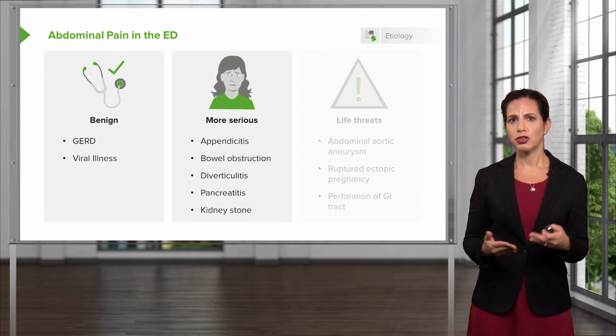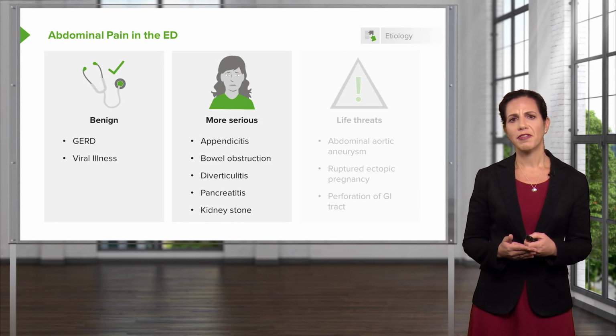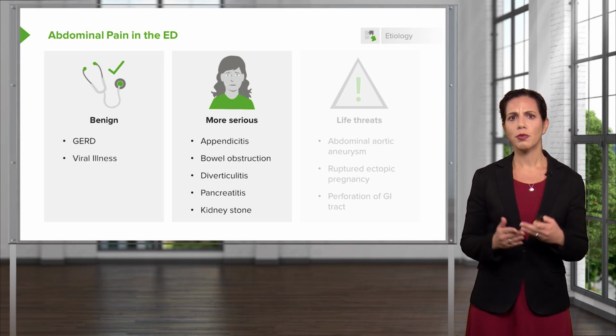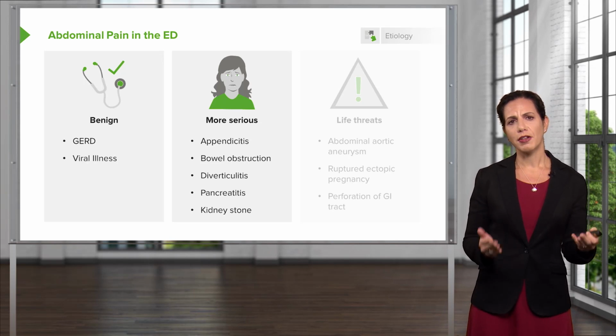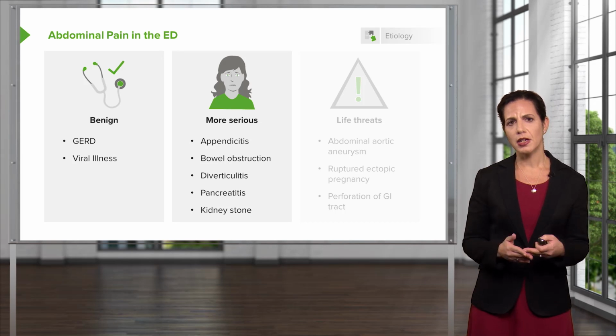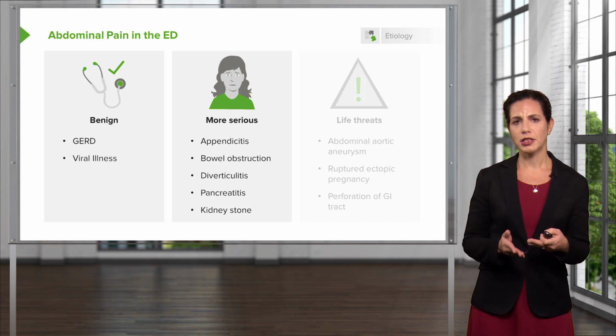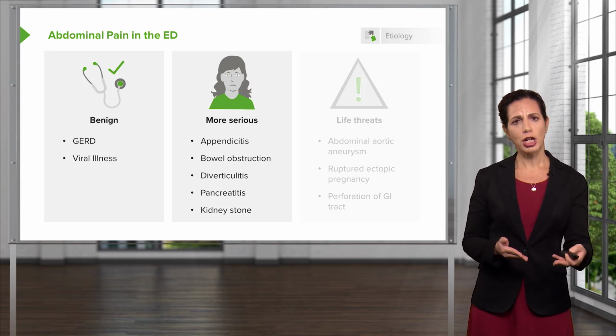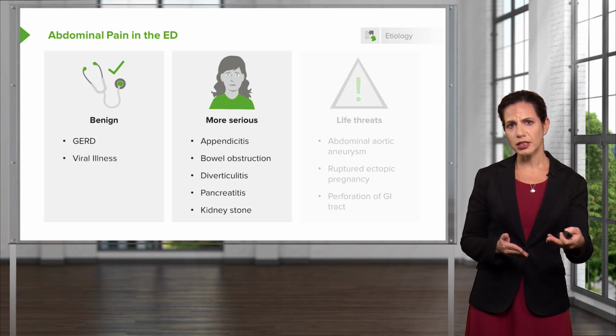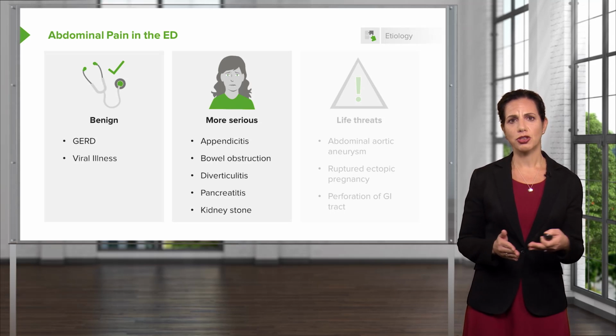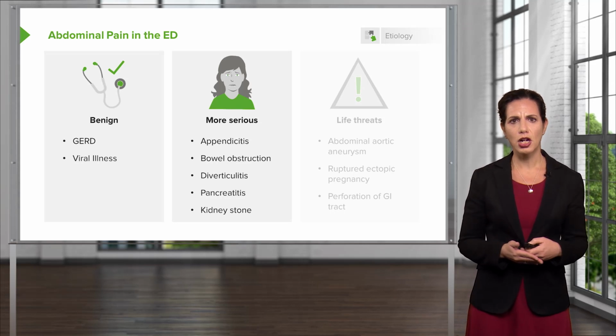Some of these require surgical interventions. Some of these require admission to the hospital for IV antibiotics, IV fluid replacement. Pancreatitis can become very severe and can really cause serious problems for patients down the line. Kidney stones can lead to obstruction and urinary tract infections, which can then lead to sepsis. So we definitely need to make sure that we're thinking about these more serious causes.